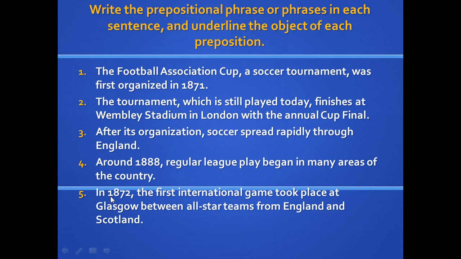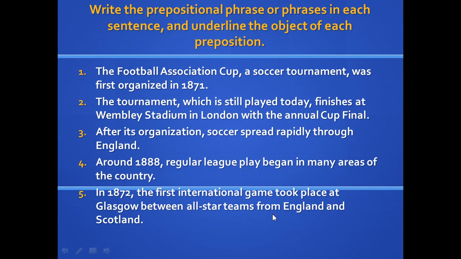So here we have more than one prepositional phrase. We have at Glasgow, at the preposition. Glasgow here is the noun, so it's the object. And we have between, another preposition, all-star teams. This is one object, and this is the object to the preposition between.